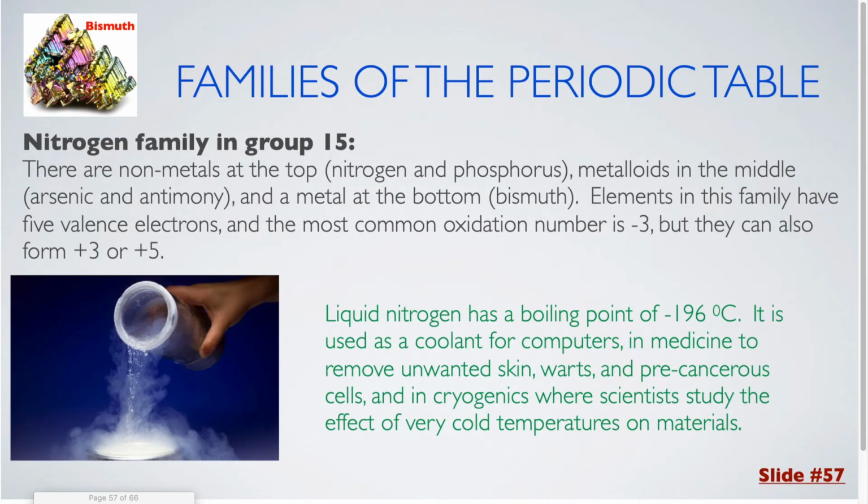The nitrogen family is group 15. There are nonmetals at the top, nitrogen and phosphorus, metalloids in the middle, arsenic and antimony, and a metal at the bottom, bismuth. Elements in this family have 5 valence electrons, and the most common oxidation number is -3. But they could also potentially form a +3 or a +5 in certain situations.